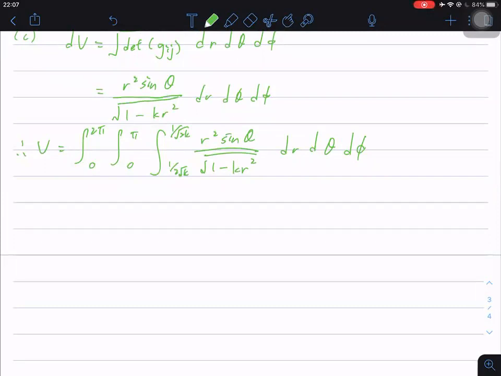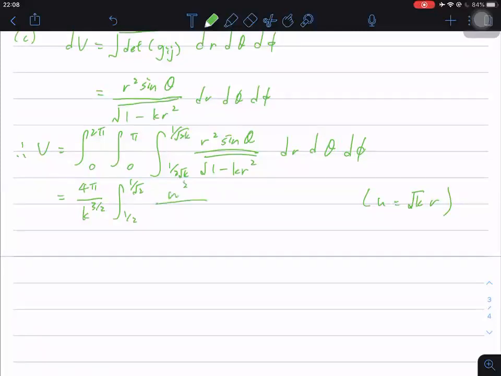Okay, so the integration for theta and phi is easy, just 4 pi in front, and you can do a similar substitution as in part B, so that u equals root k times r. So we have 4 pi over k to the power of 3 over 2 here, with this integration left, from 1 over 2 to 1 over root 2, u squared over the square root of 1 minus u squared du.